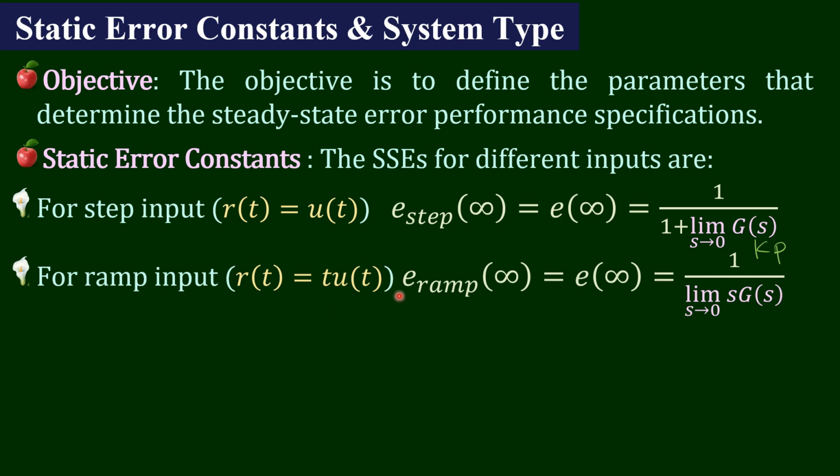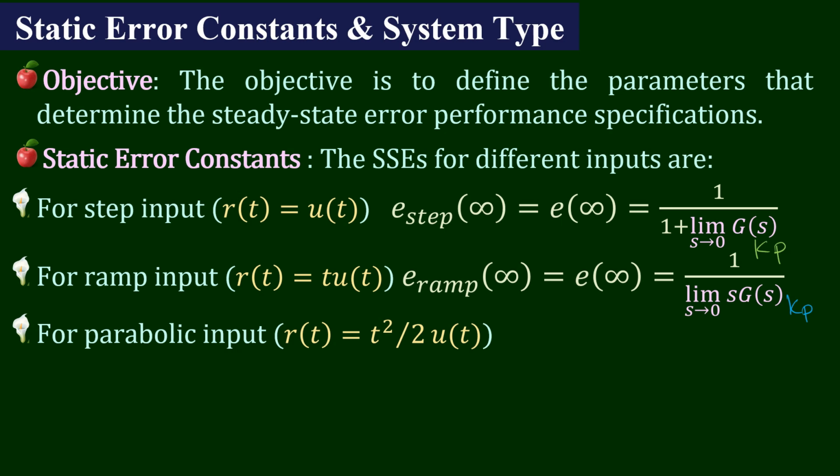for the ramp input, again we write like this, and of course it will be a constant error whenever the value is constant. Otherwise, whenever this value becomes 0, then 1 over 0, so the error will be infinity. So the situation whenever this is constant or this factor is infinity, we can talk about the tracking errors. To this one we say velocity constant Kv. And then we have the third one, for the parabolic input.